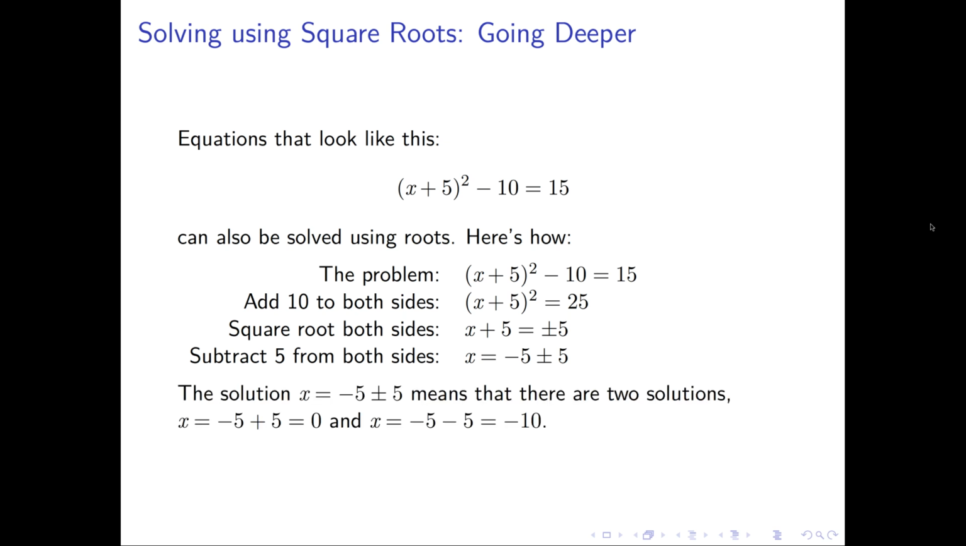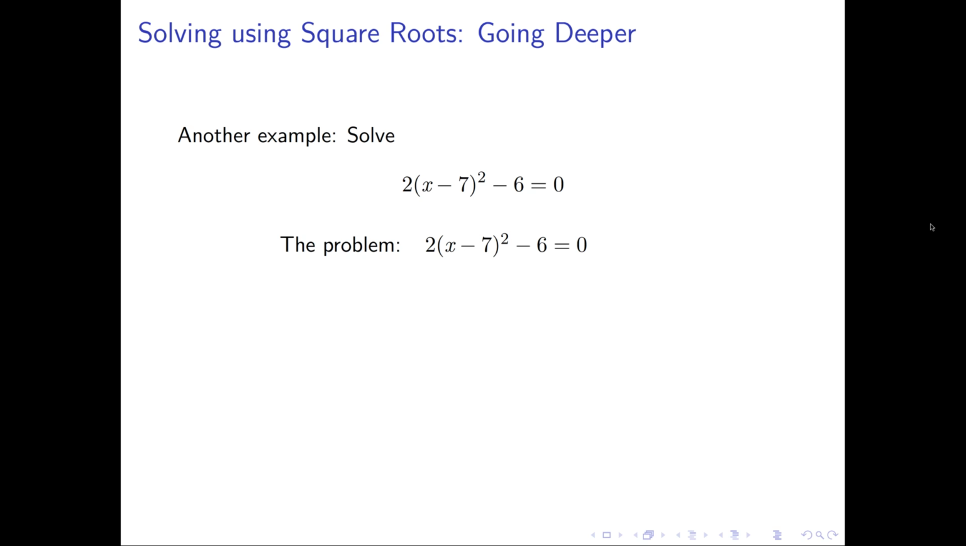Now what that means is that there are two solutions. One of them is negative 5 plus 5, which is 0, and the other solution is x equals negative 5 minus 5, and that would be negative 10. And if you try, you'll see that both of those work.